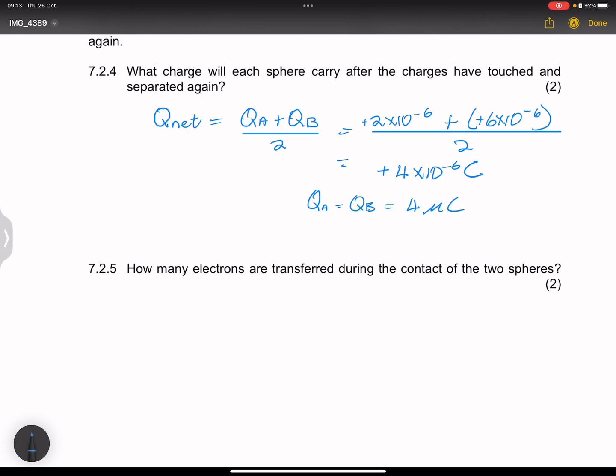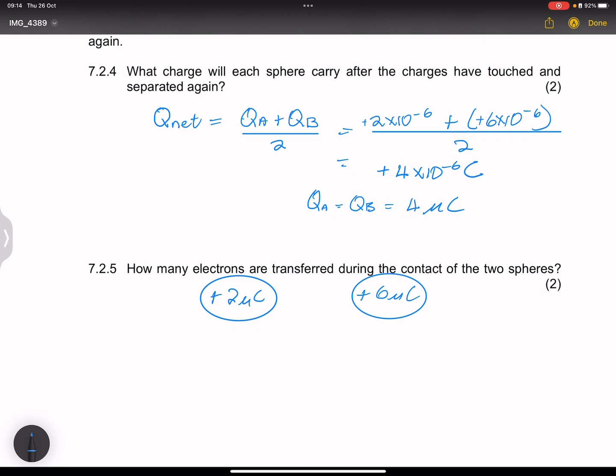Now finally they want us to find out the number of electrons that have been transferred. I want you to note in this case that A had positive 2 microcoulombs. Once I have a positive charge, what it simply attests to is that it has a deficiency of electrons. But note A had positive 2 and B positive 6 microcoulombs, which means B has got a larger deficiency of electrons than A does.